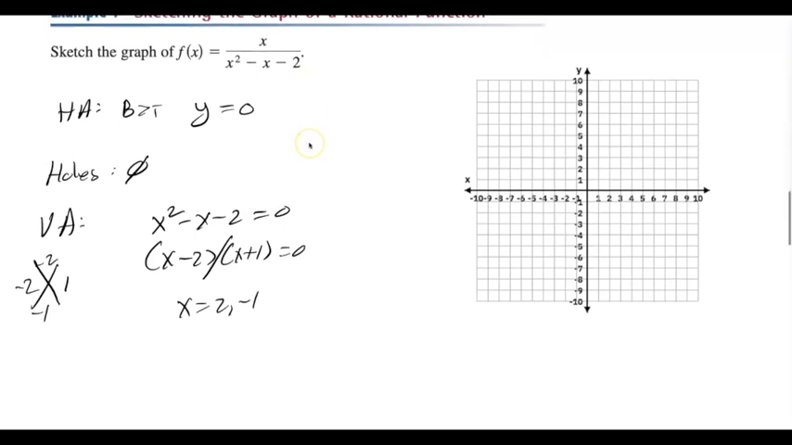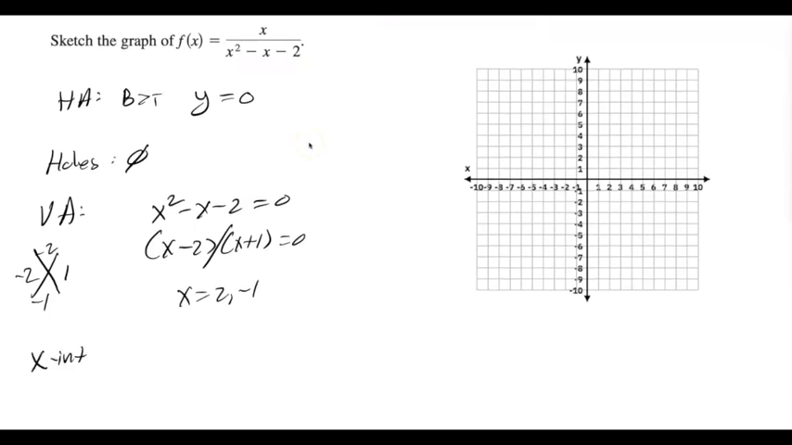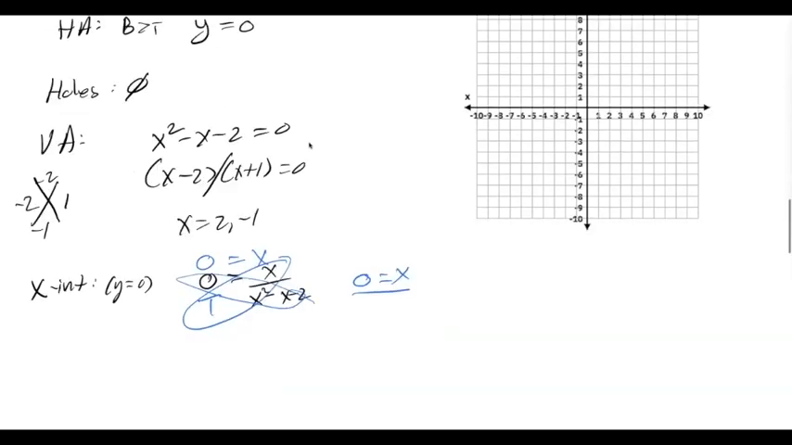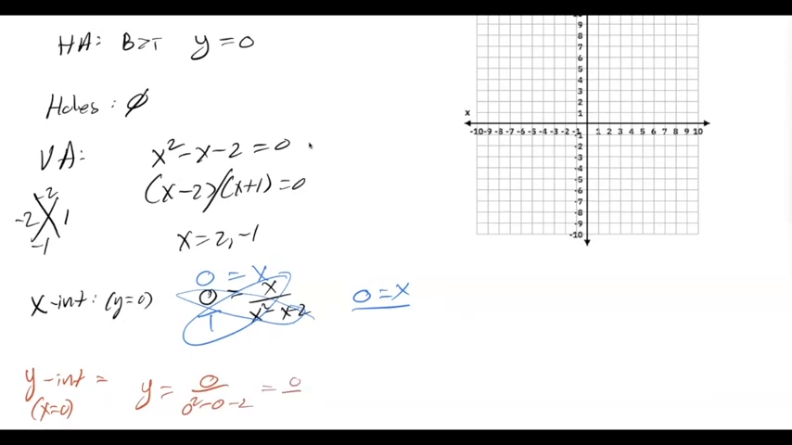We could find the x-intercept. So we're going to set y equal to 0. When you cross multiply, again, hopefully you notice that this just cancels out. This is just 0 equals x. 0 equals x is my x-intercept. My y-intercept, we're going to plug in 0. We're going to get y equals 0 over 0 squared minus 0 minus 2. I get 0 over -2, which is 0.